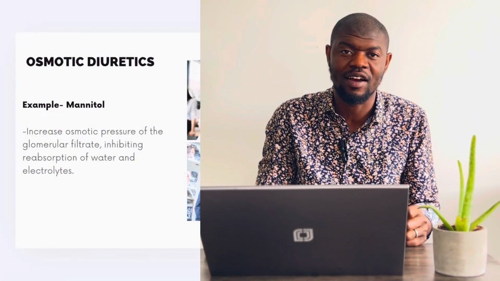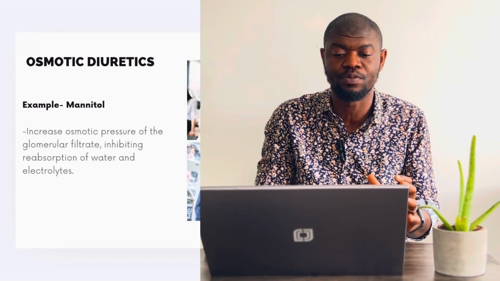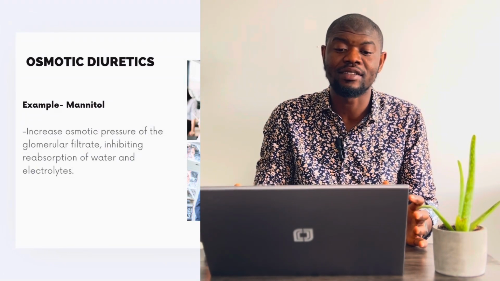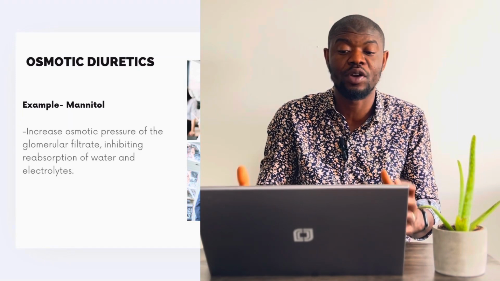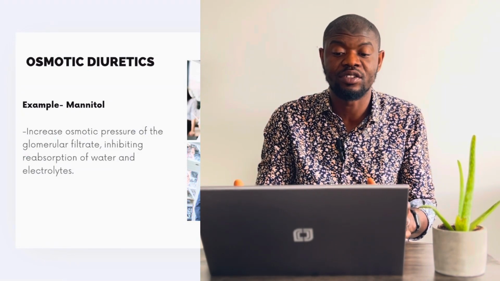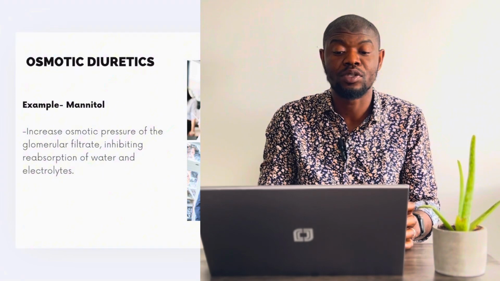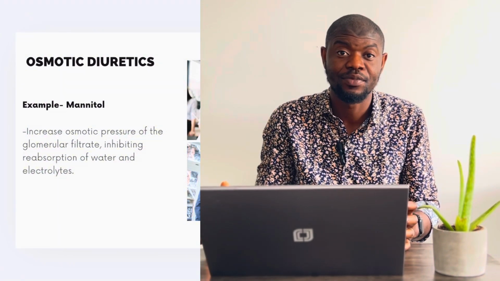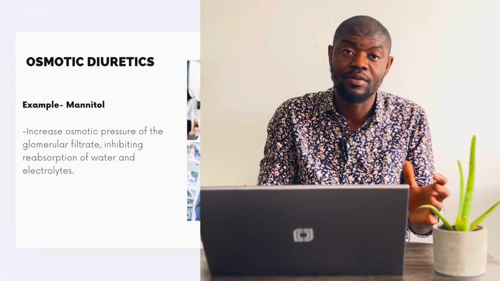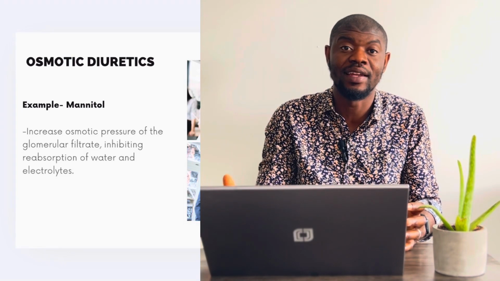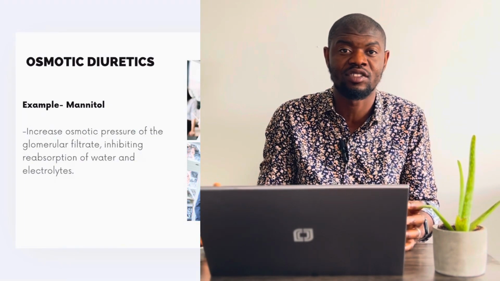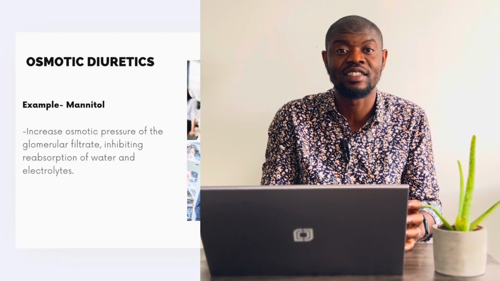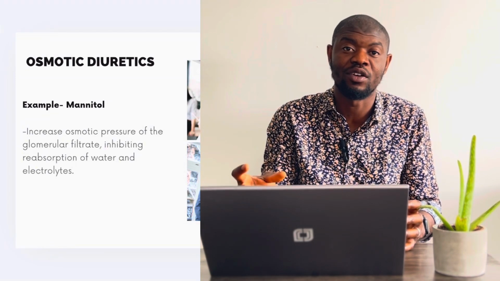Moving on to our final type of diuretic that will be discussed in today's video, we've got osmotic diuretics. Now, a typical example of this is mannitol. So what mannitol does is that it increases the osmotic pressure of the glomerular filtrate, inhibiting the reabsorption of water and electrolytes. So unlike the other three we talked about that work on the loop of Henle, the distal tubules, and the collecting duct, your osmotic diuretics tend to work on the glomerulus itself.